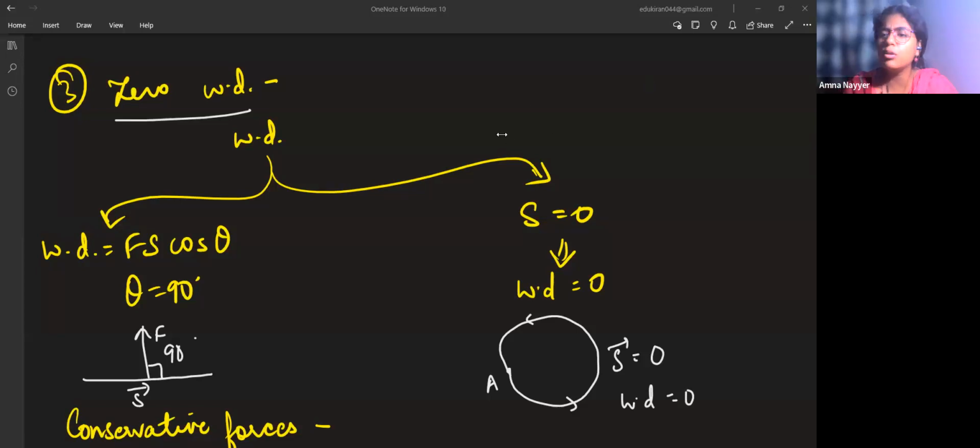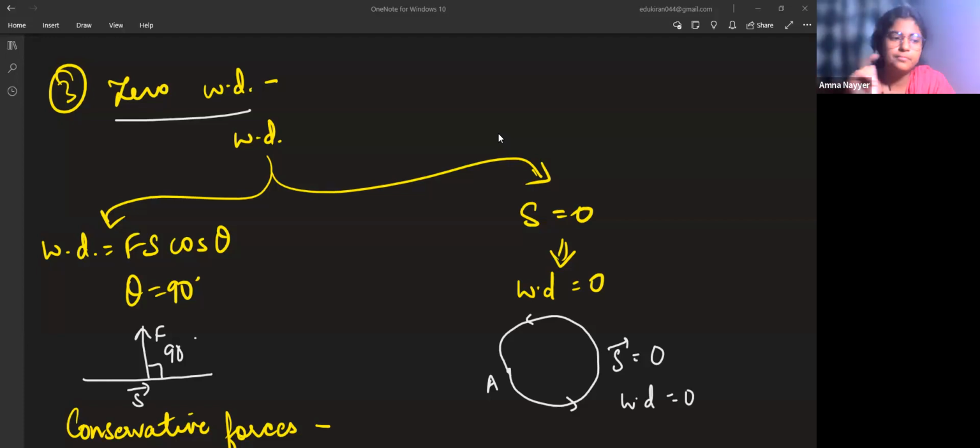If displacement is 0, you cannot help, work is 0. If force is 0, work then will be 0. Or if force and displacement are present but the angle is 90 degrees, then also 0. In circular motion, it is 0 if the entire complete circle has been covered, that's the condition. If it is a quarter of a circle, semicircle, or 3/4 of a circle, that won't be 0.